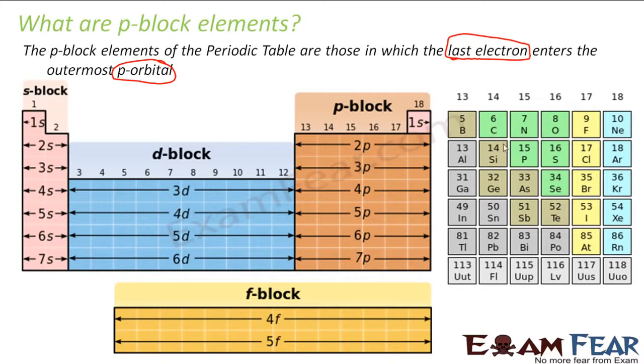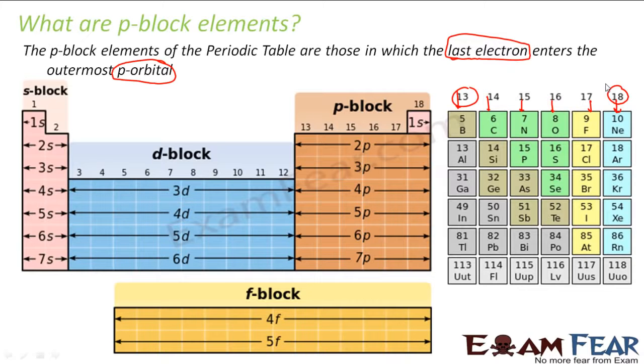And if you want to zoom in, the p-block elements are nothing but the boron family, the carbon family, the nitrogen family, the oxygen family, the fluorine family, and the noble gases. These are my p-block elements, that is group 13 to group 18. We'll discuss more about the p-block elements in the next few slides and understand that p-block elements are nothing but group 13 to group 18 elements.